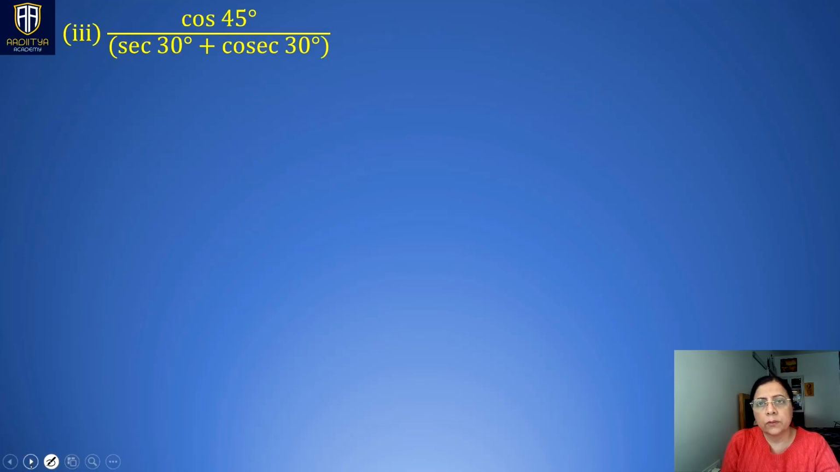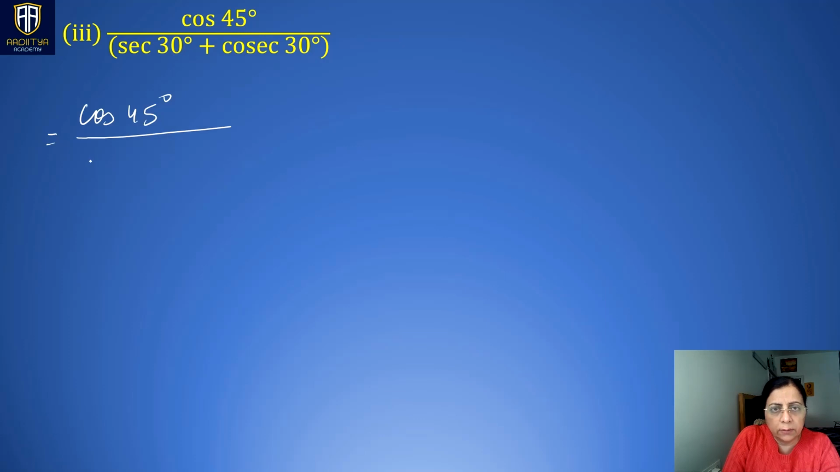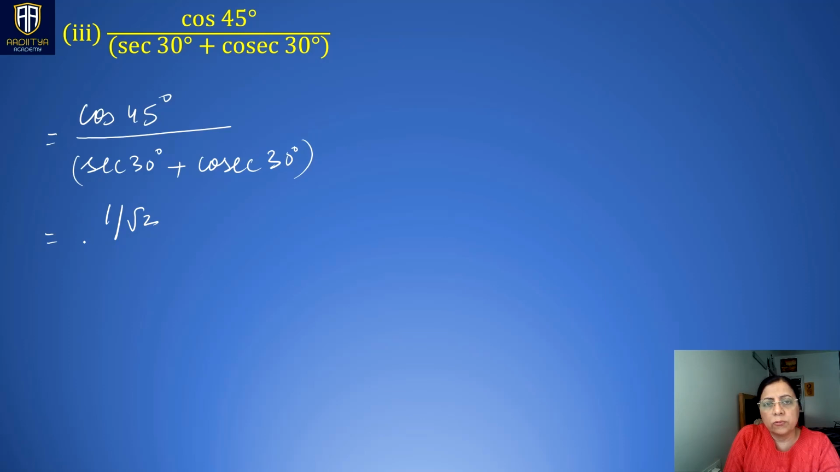Right? Next part is cos 45. You have to copy down the question first. Cos 45 divided by secant of 30 degree added to cosecant of 30 degree. Right? So now this is cos 45. Cos 45 is 1 upon square root of 2. Sec 30. What is cos 30? Cos 30 is root 3 by 2.